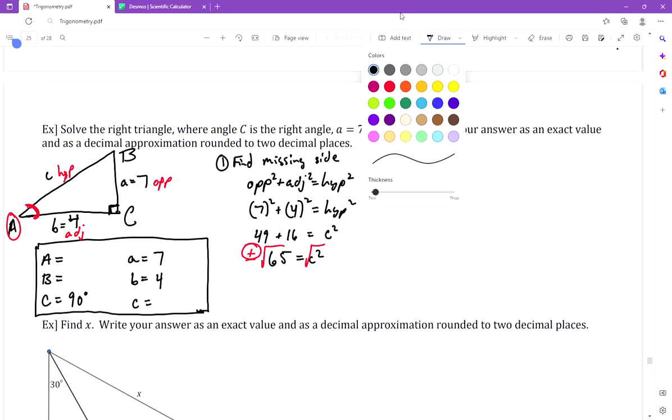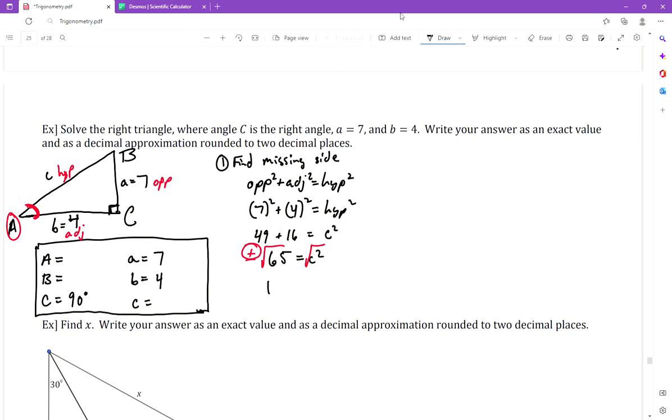The square root of 65 doesn't reduce at all because its prime factors are 13 and 5 only, which don't break down any further. That's as good as it gets. So our c is the square root of 65, and I'm putting it there.